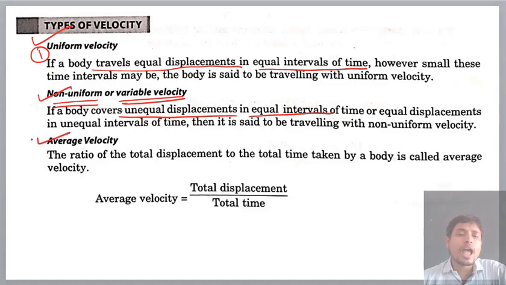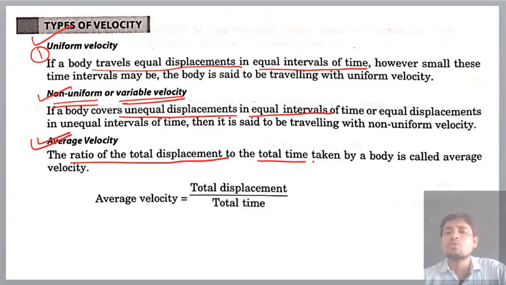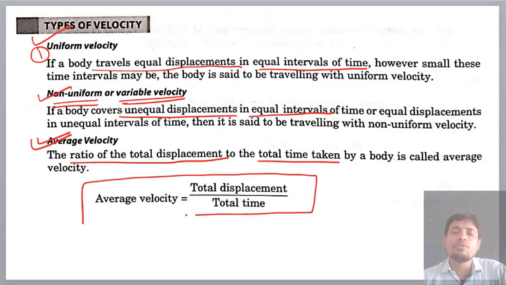Okay? Average velocity, in the same way, velocity for the whole journey, total velocity for the whole journey, is called the average velocity, and it is defined as the ratio of the total displacement to the total time taken. Formula is average velocity equal to total displacement upon total time taken.